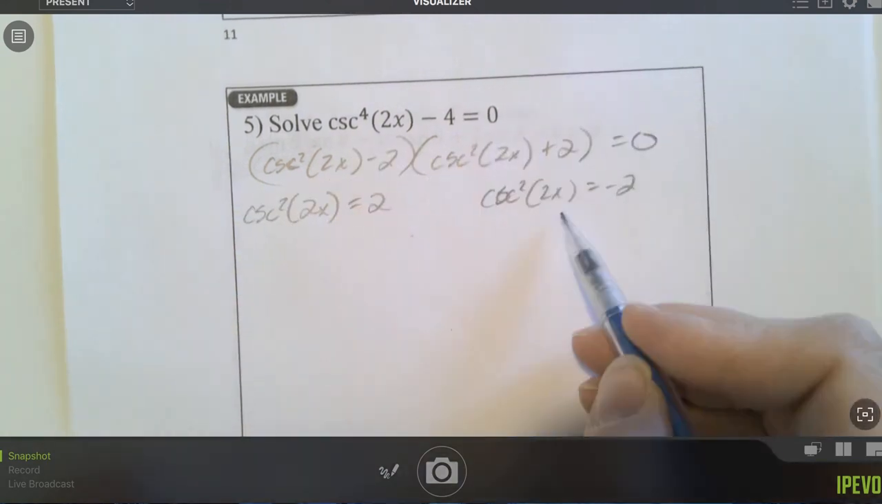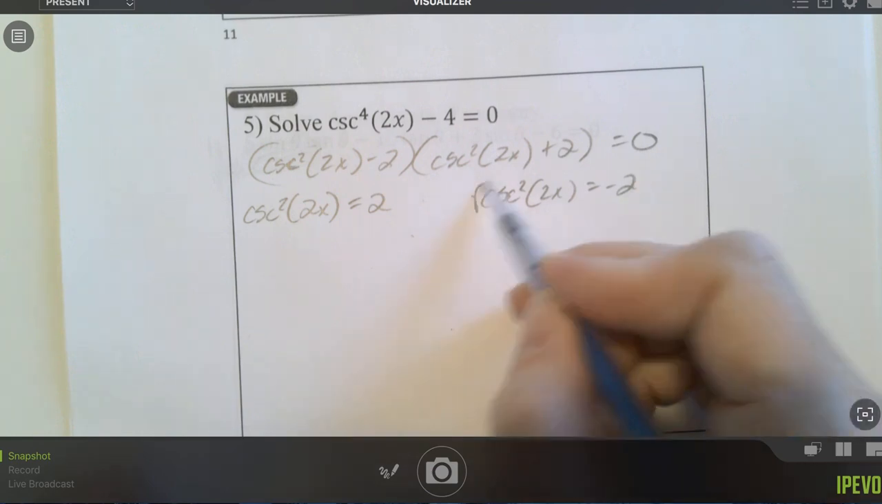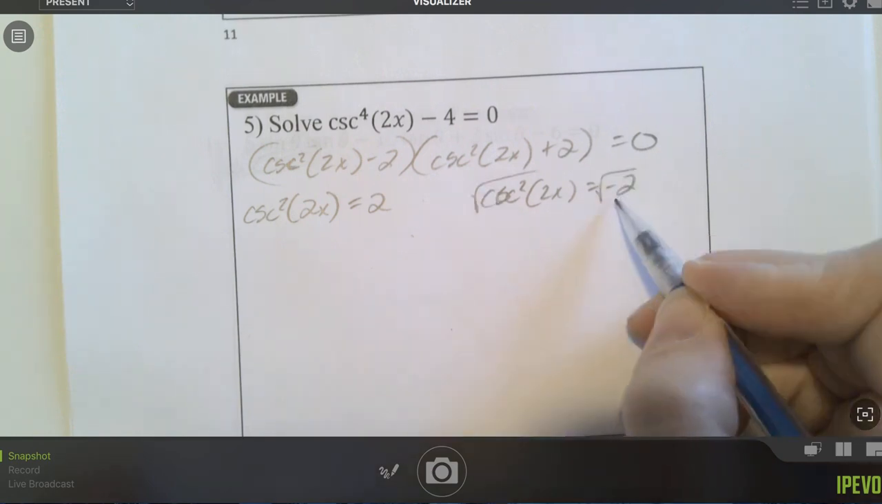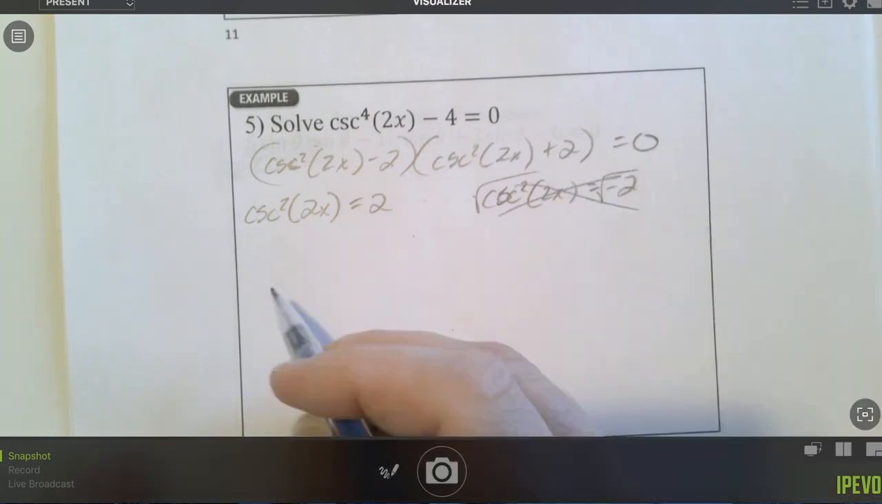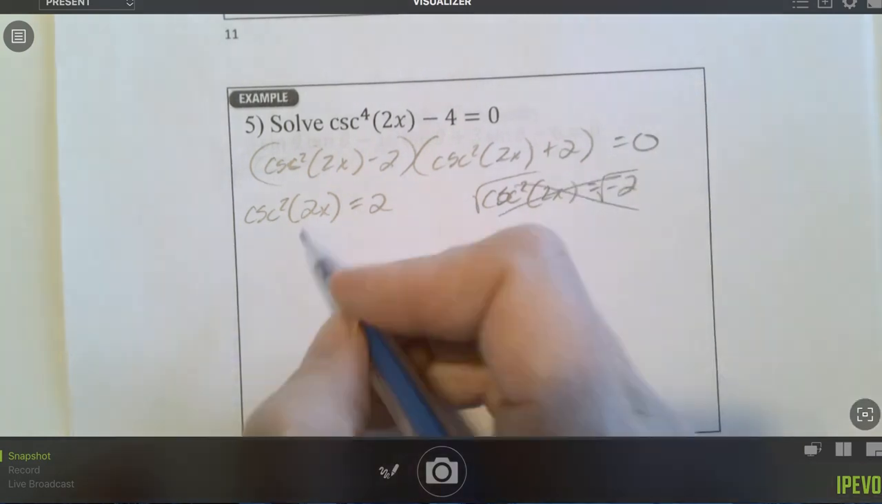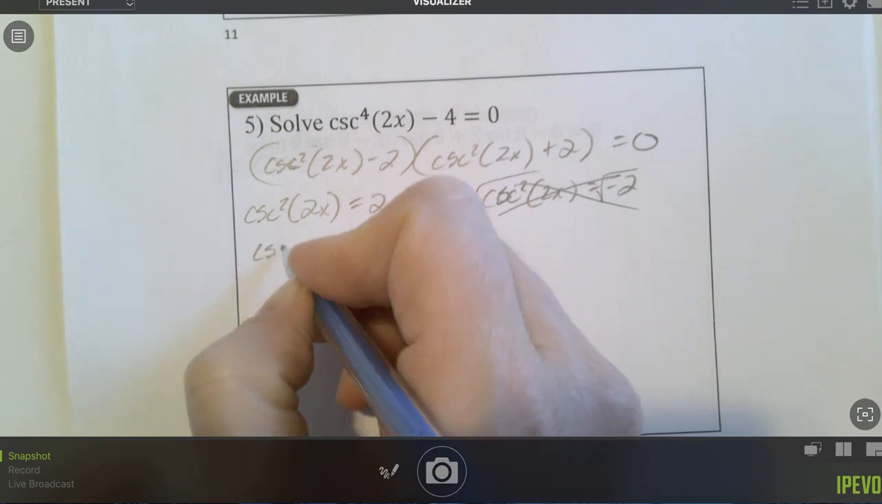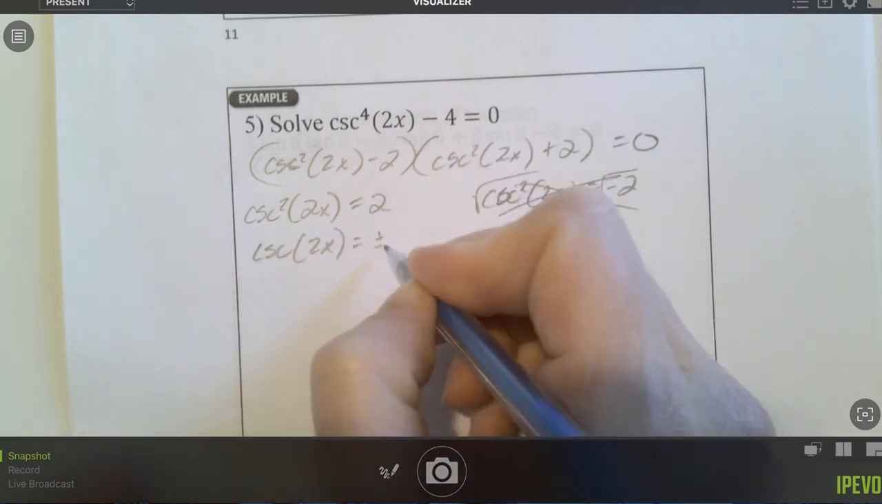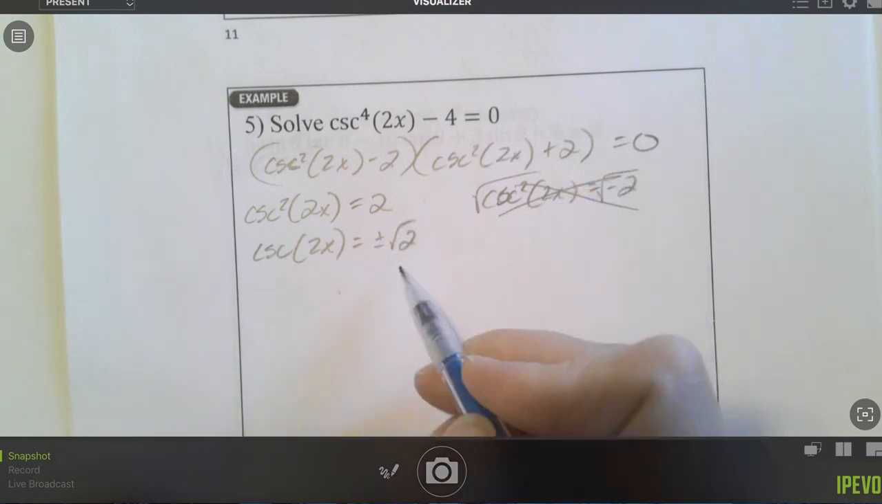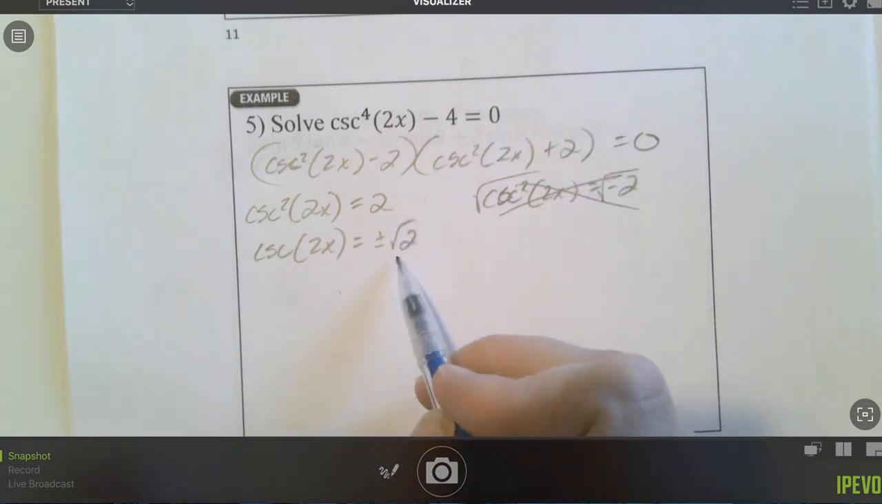And then, of course, here when I take a square root of both sides, which would be my next step, I'd end up trying to take a square root of a negative value, which is not real. So we're going to rule that out. We don't get a solution from that piece. But over here, we're looking at cosecant of 2x is equal to plus or minus the square root of 2. Anytime you take a square root, you remember to do the plus or minus. A lot of students forget that.